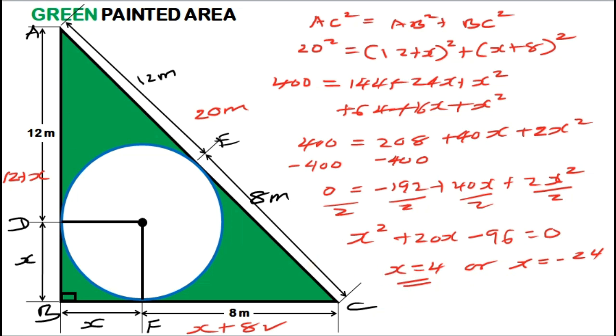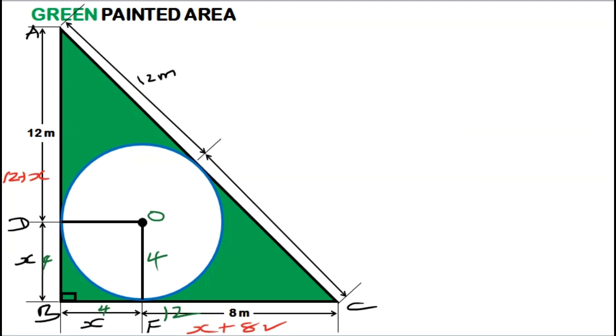Now, having found the value of X, it means from D to B is 4. From B to F is 4. So if D to B is 4, then it means from the center O to point F is 4. So the radius of the circle is 4. That will mean from B to C is 4 plus 8, which gives you 12.